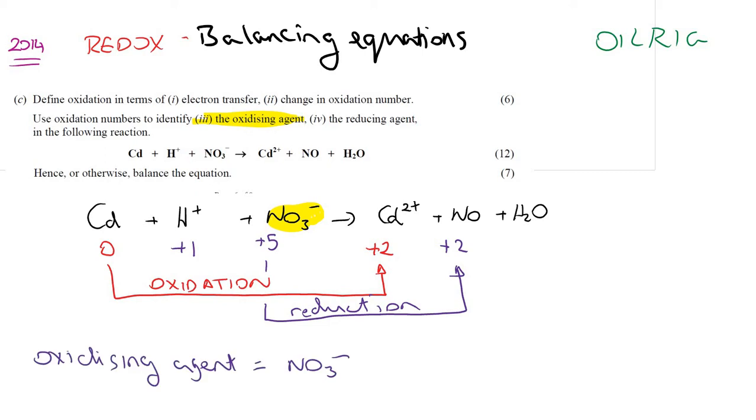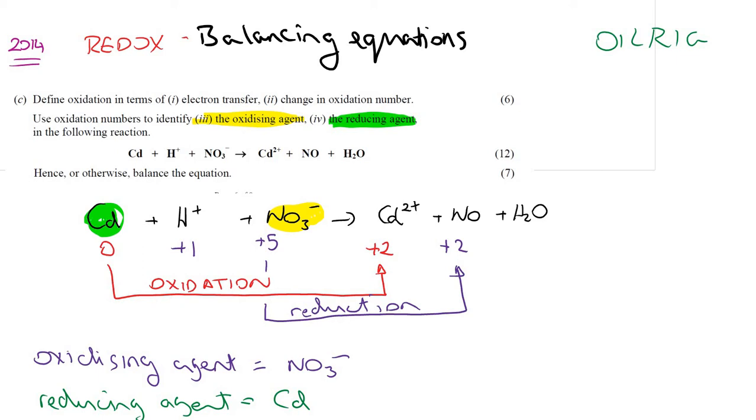I want to see what's the reducing agent. Well, the reducing agent is the chemical reagent that causes something to be reduced. The nitrate has been reduced from +5 to +2, particularly the nitrogen in the nitrate. So the thing that caused that to be reduced must have itself got oxidized. That is the cadmium. Just written there, the reducing agent is the cadmium. The reducing agent always gets oxidized, and the oxidizing agent always gets reduced. The reason being is the oxidizing agent causes something else to be oxidized, and the reducing agent causes something else to be reduced. Now we're going to balance the equation.